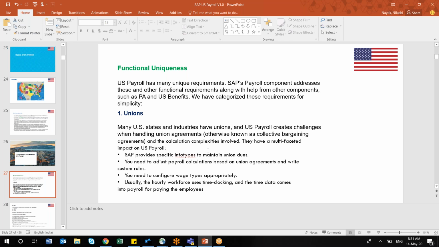Okay, from a particular date, or increasing the amount. Suppose it is an overtime wage type. We'll be seeing how to configure those wage types appropriately. Okay, we'll see that. The fourth one is regarding the workforce users.